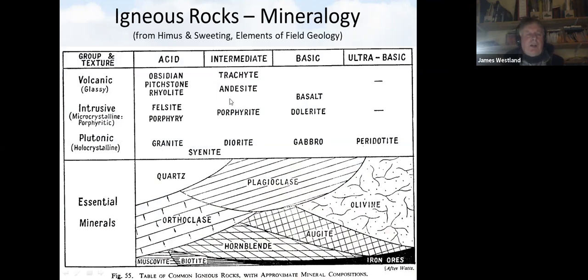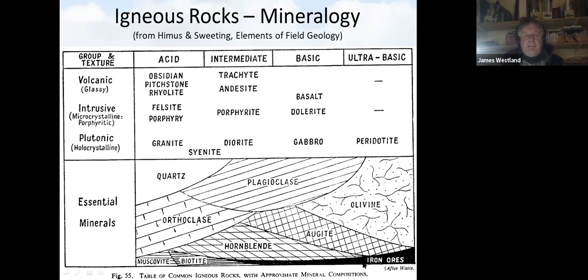Here's a quick chart from the Elements of Field Geology by Himmis and Sweeting, and it shows you the basic minerals. There's only a few minerals that make up the average igneous rock. Acid rocks like granites and felsites and rhyolites have quartz and orthoclase feldspar and various micas. Most of the dykes are basic, which means they occupy this zone here. And it's things like plagioclase feldspar, a bit of olivine, augite, maybe some hornblende, and iron ores.